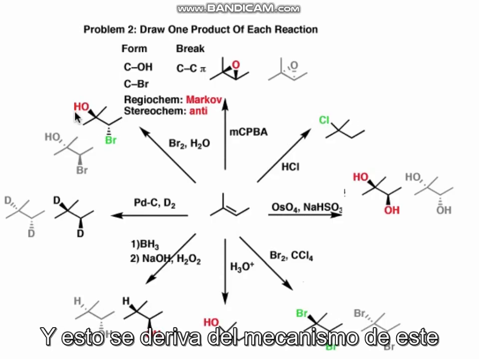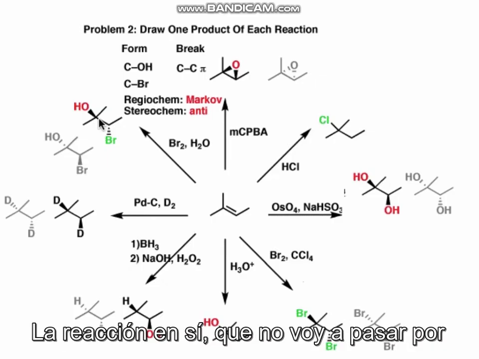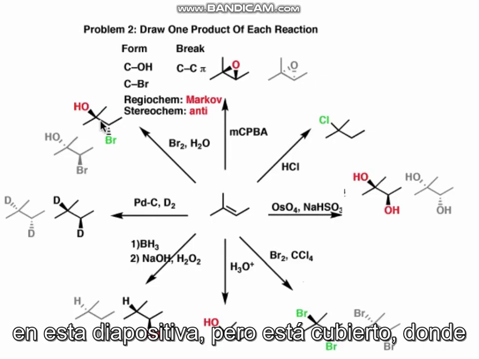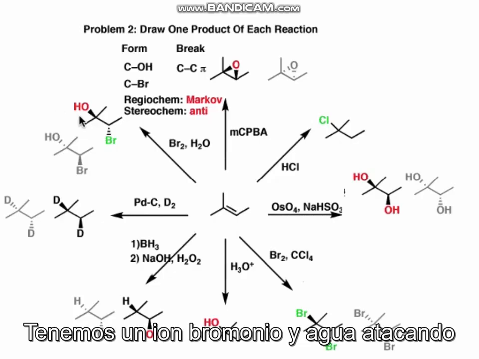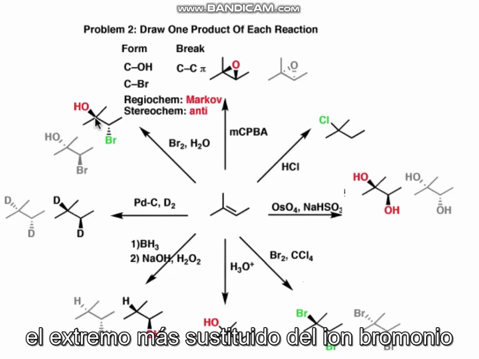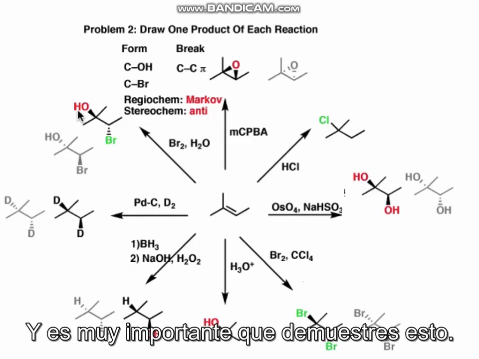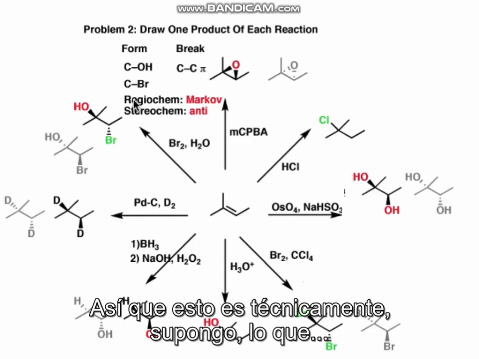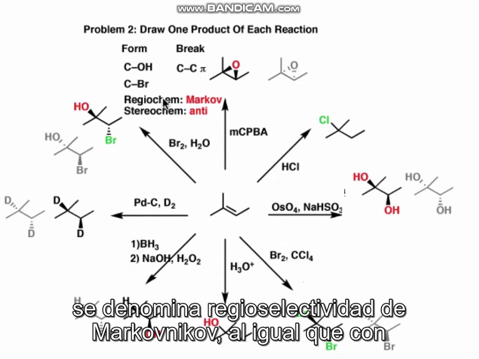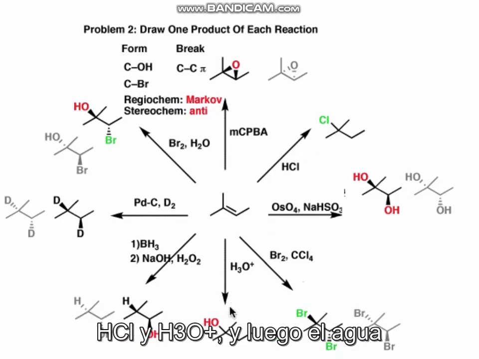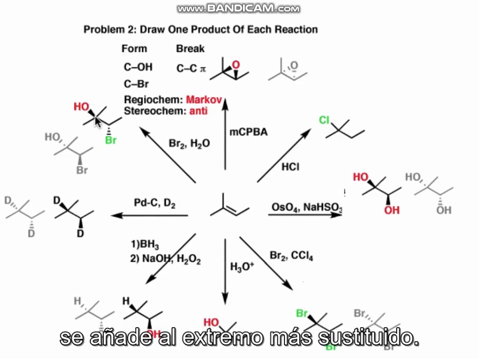And this stems from the mechanism of this reaction itself, which I won't be going through in this slide, but it is covered, where we have a bromonium ion and water attacking the more substituted end of the bromonium ion from the back, from behind, and this opens up a 3-membered ring. And it's very important that you show this as the major product. So this is technically what we refer to as Markovnikov regioselectivity, just like with HCl and H3O+, and then the water is added to the more substituted end.